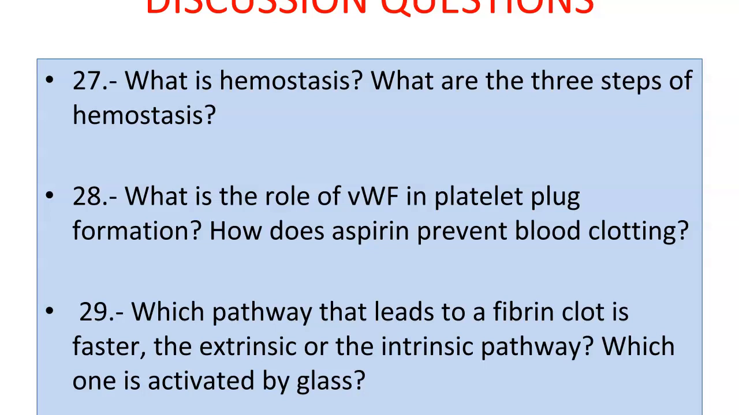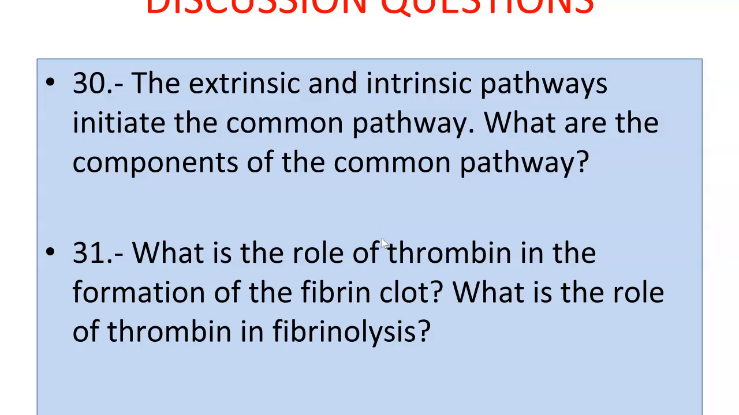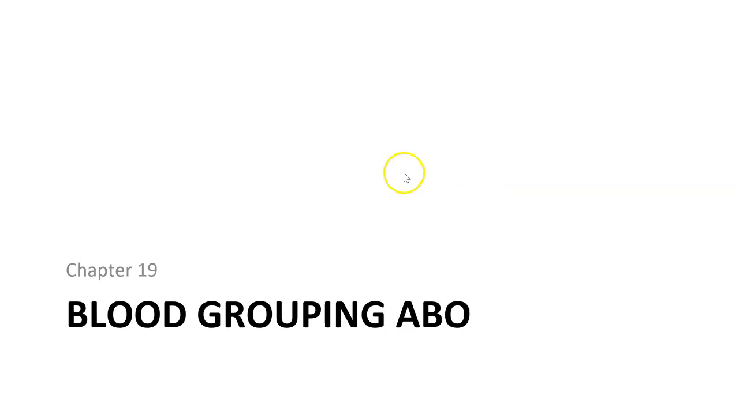Which pathway leads to a fibrin clot faster? The extrinsic pathway. And which one is activated by tissue damage? Again, the extrinsic pathway. Both the intrinsic and extrinsic pathways activate the common pathway. And so be familiar with the components of the common pathway.